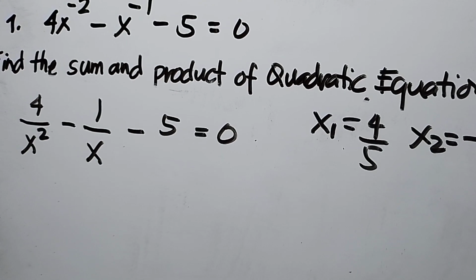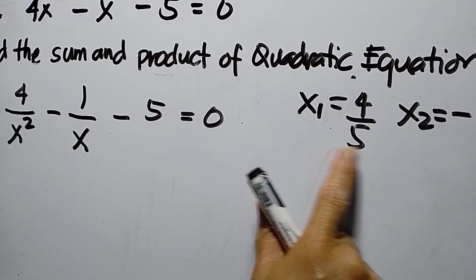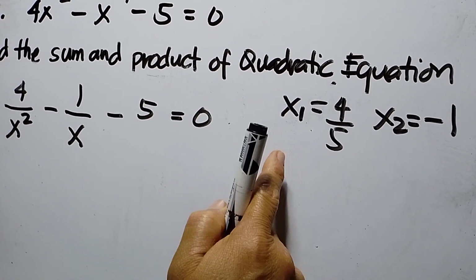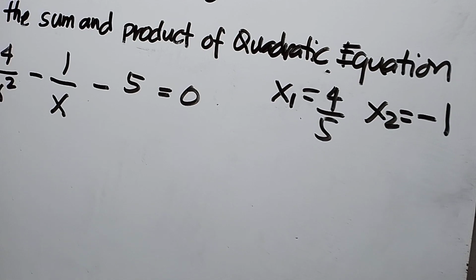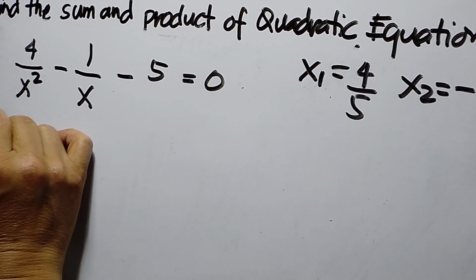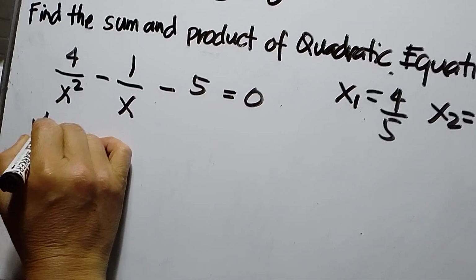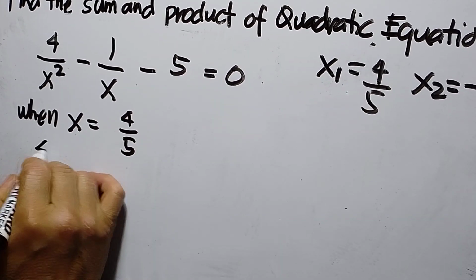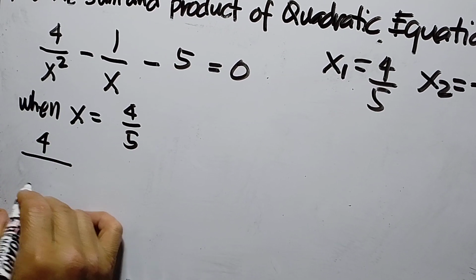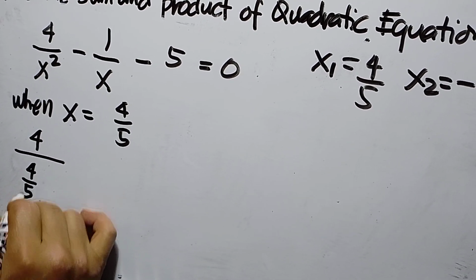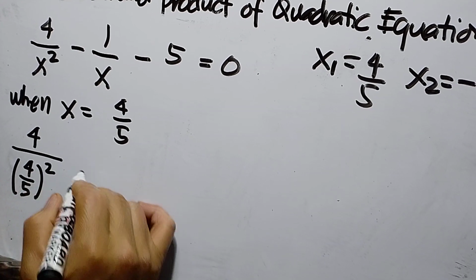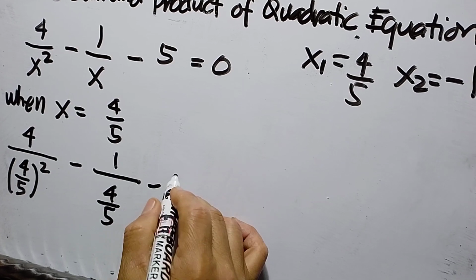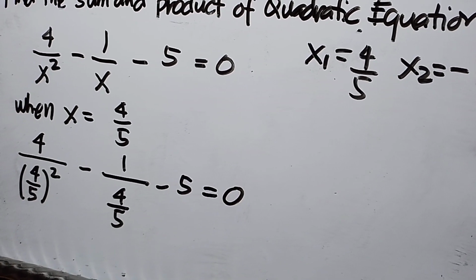Okay, to check this one, our x sub 1 is 4 over 5 and then x sub 2 is negative 1. I will check this one by substituting the roots in the given equation. So to check, I will substitute when x is equal to 4 over 5. So this will be 4 over 5 squared, and then minus 1 over 4 over 5 minus 5 is equal to 0.